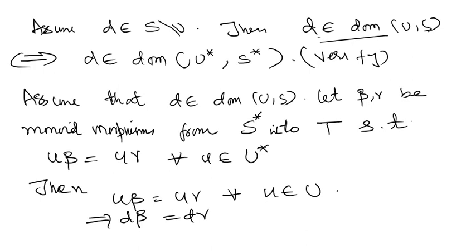This D is in dominion. So that means whenever beta and gamma are morphisms from S star to T, such that U beta is equal to U gamma for all U in U star, then D beta is equal to D gamma, which implies that D belongs to dominion of U star in S star.